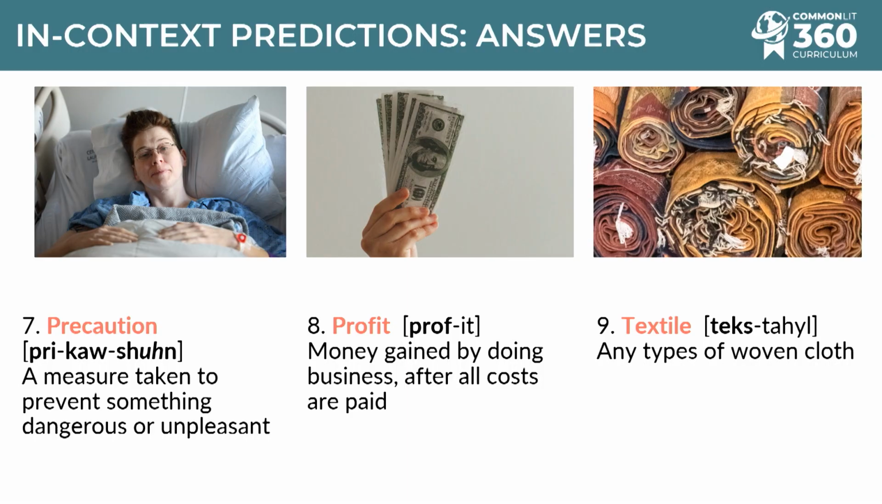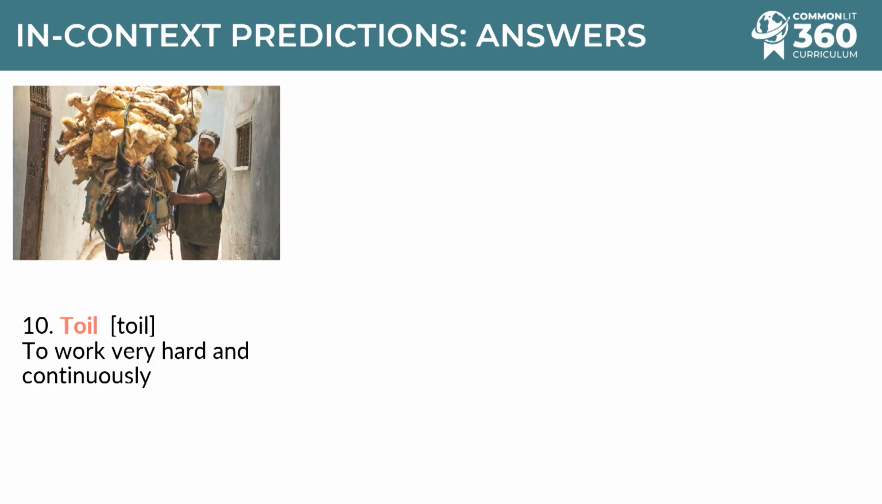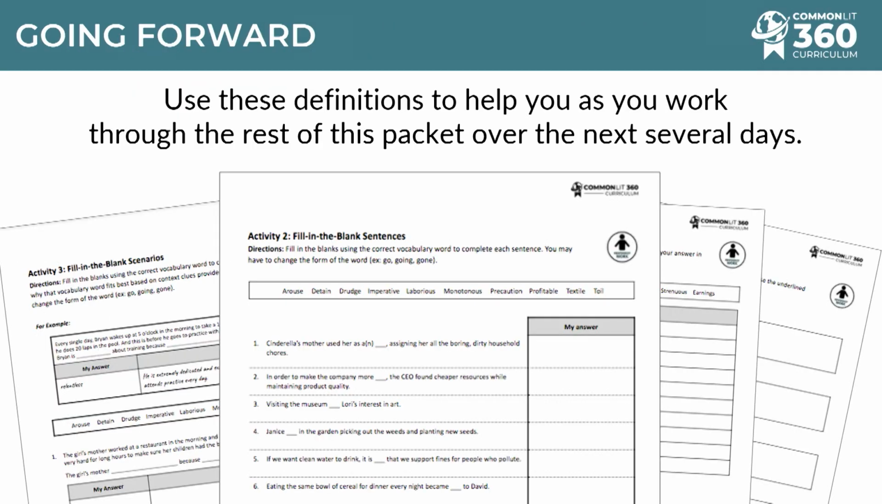Let's look at a few more. The word precaution. It's a measure taken to prevent something dangerous or unpleasant. And I know you all know what the word profit means. It's money gained by doing business after all costs have been paid. And then the next one is the word textile. Textile is any type of woven cloth. Lastly, we're going to look at the word toil. It means to work very hard and continuously.